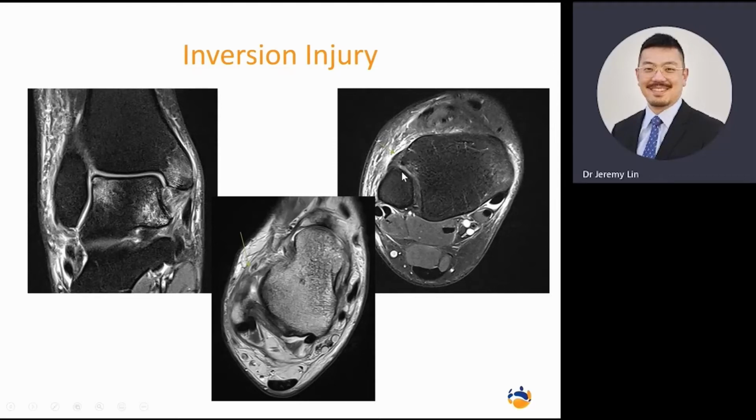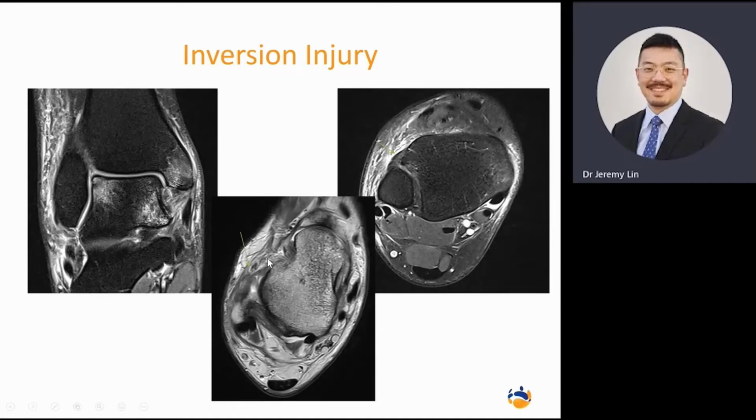It's thickened, it's edematous. There's surrounding soft tissue edema, but it remains intact. There's still some superficial fibers that are not completely torn off yet. So this will be a sprain injury, and I would call that probably a moderate to high grade sprain injury, just given how edematous it is.